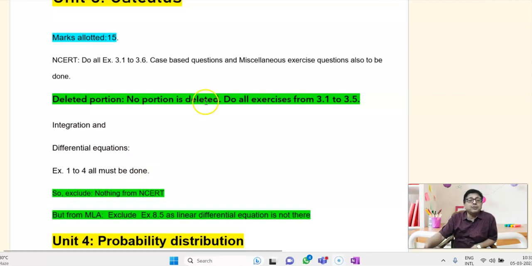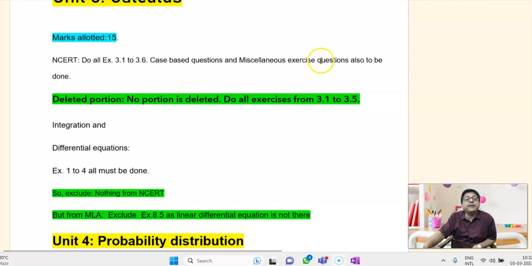Okay, let me go back to this portion, calculus, where 15 marks are given. Deleted portion: see, I have written clearly, no portion is deleted. Do all exercises from 3.1 to 3.5. It is from where? It is from the NCERT book. Okay, which portion? It is the differentiation portion.